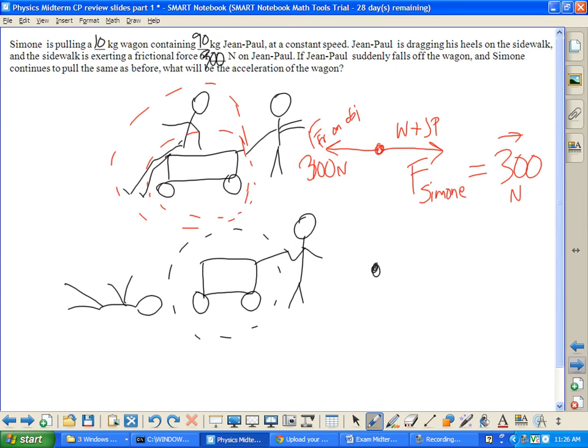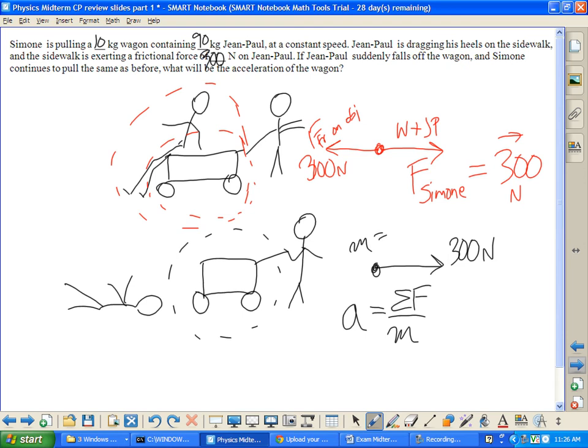What was it? So you would do force over mass. Remember your old pal. So the force would be, Simone is still pulling at 300, because it says she's still pulling at the same force. And then the wagon would be the same weight.